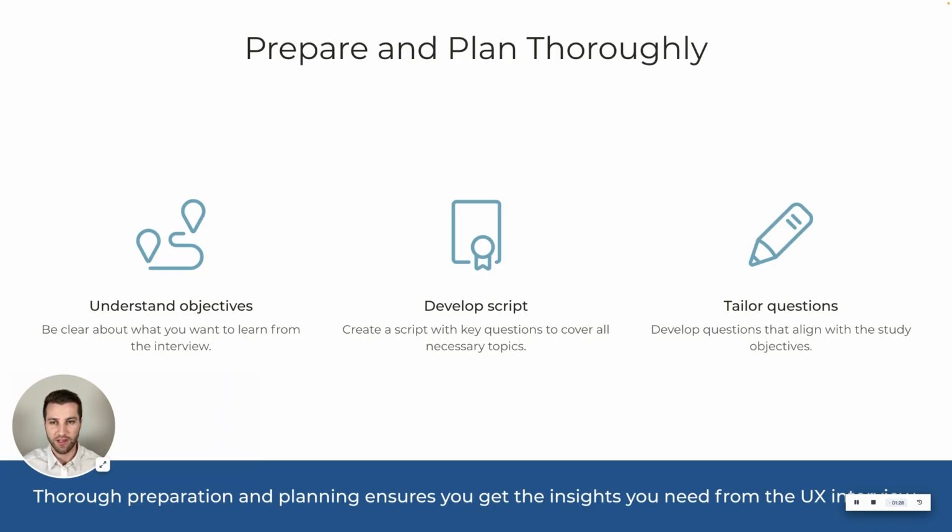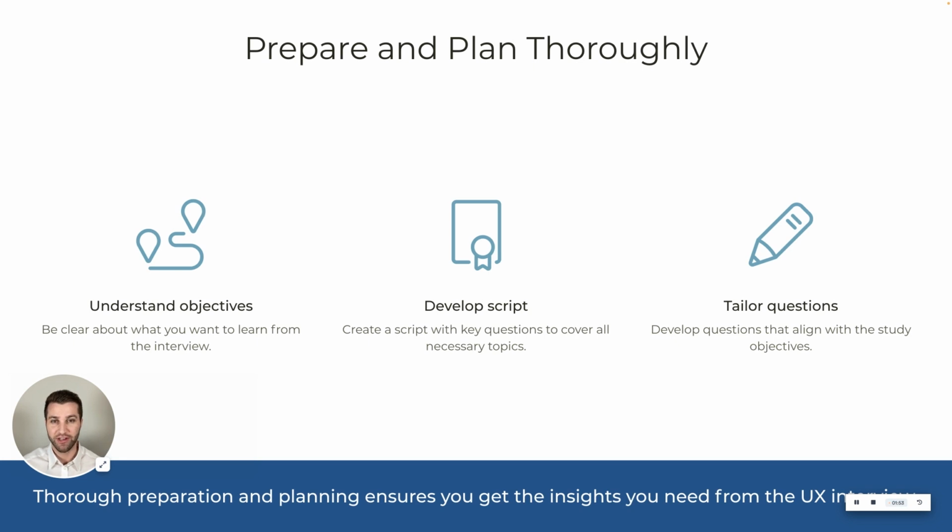Okay, great. So first things first, before we actually get to the moderated interview, we need to plan and prepare thoroughly. So first we want to understand the objectives of the study, right? What are we trying to get out of the research? Maybe what are our hypotheses, different questions that we want to ask, what we're trying to get out. Be clear about what you want to learn from the interview.